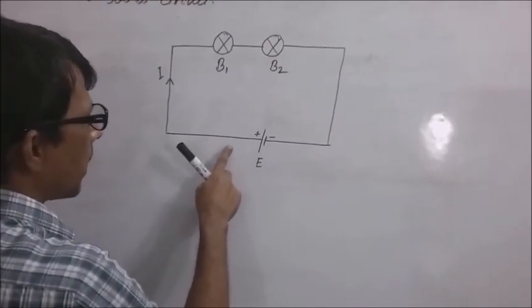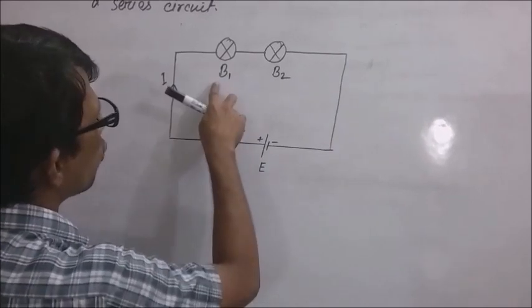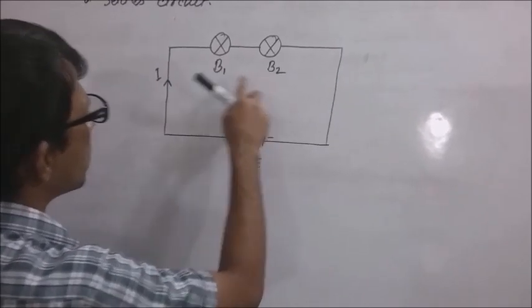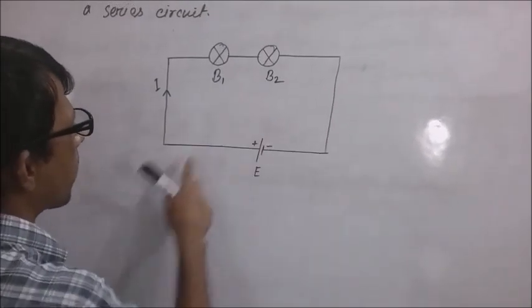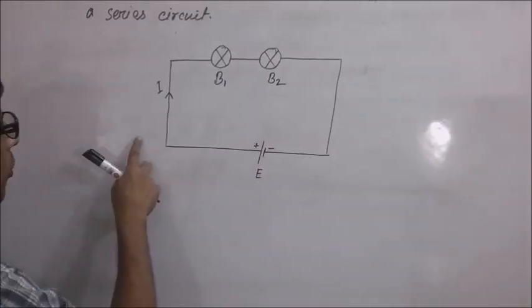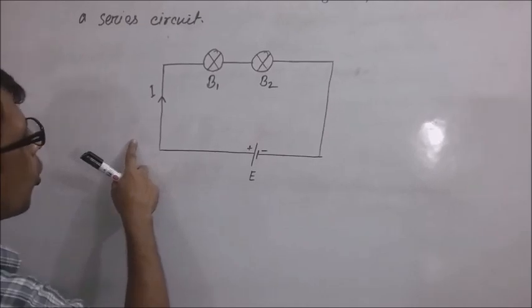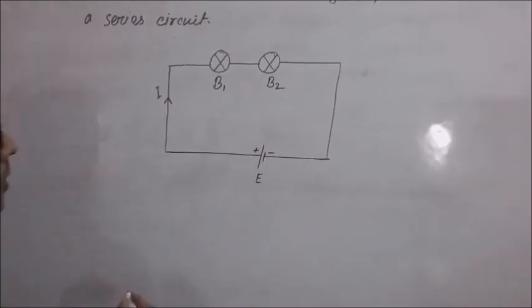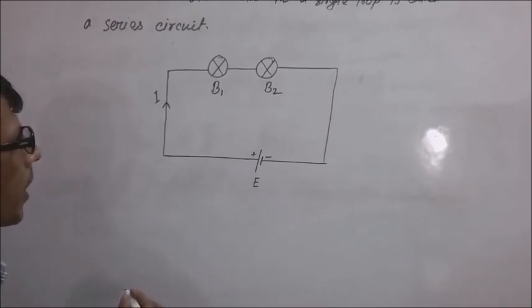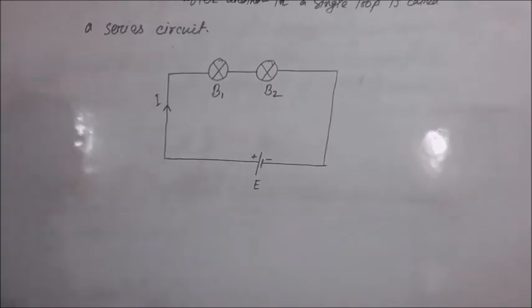This series circuit has one cell and two bulbs, P1 and P2. There is a single path in this circuit. The same current will flow in the whole circuit. This circuit is used for the wedding ceremony and in different programs.